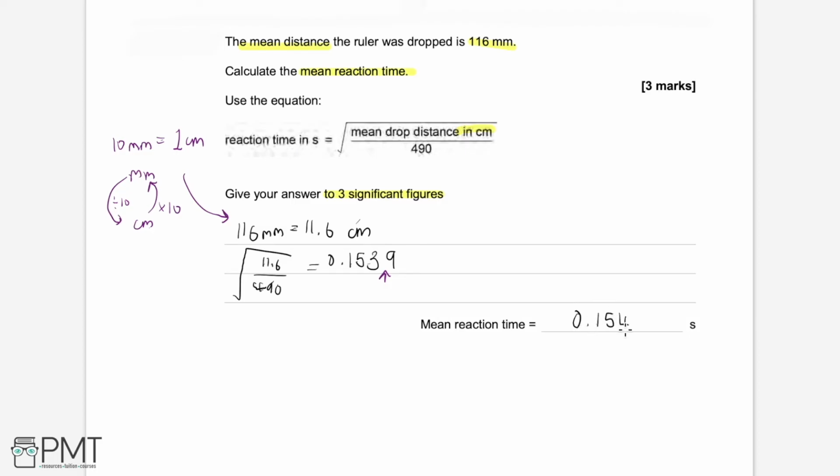Now, let's look at where the marks come from here. Well, the first is for substituting the relevant values into the equation. The second is for the answer to this. And the third is for rounding to 3 significant figures.